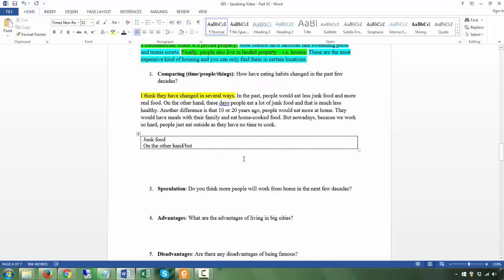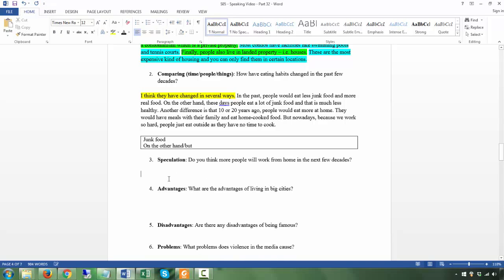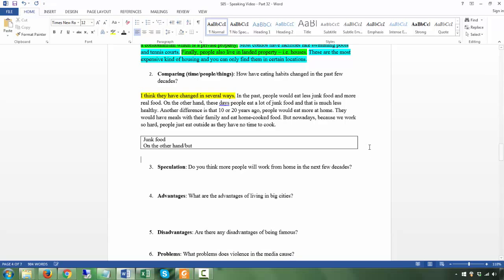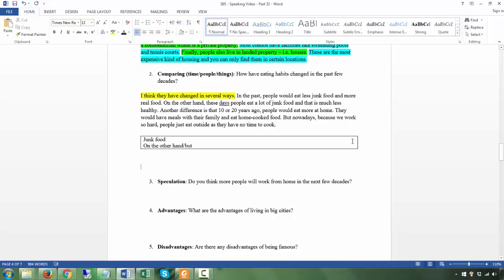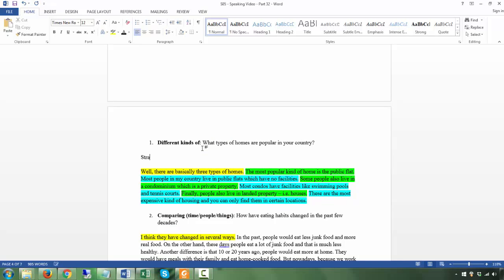All right, let's go to the next question, speculation. In fact, before we go to speculation, let me say this. The strategy for this answer, which is the common strategy that we're using for most part 3 answers, is basically to divide into 2 or 3 parts.